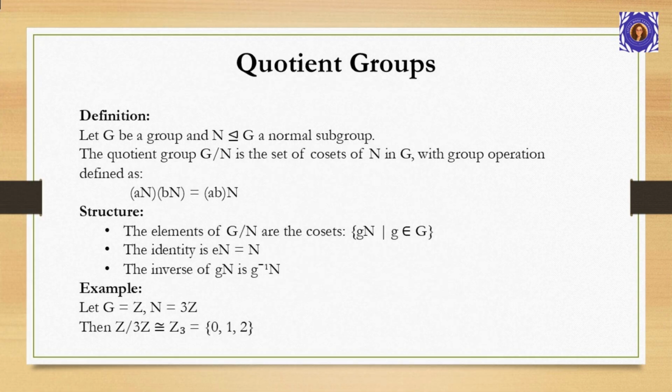Let G be a group and N be a normal subgroup of G. The quotient group G divided by N is the set of cosets of N in G, with group operation defined as (aN)(bN) equals (ab)N. The structure includes: the elements of G divided by N are the cosets gN for all g belonging to G, the identity is eN which equals N, and the inverse of gN is g inverse N. For example, let G equal the integers Z and N equal 3Z. Then Z divided by 3Z is isomorphic to Z sub 3, which equals the set containing 0, 1, 2.